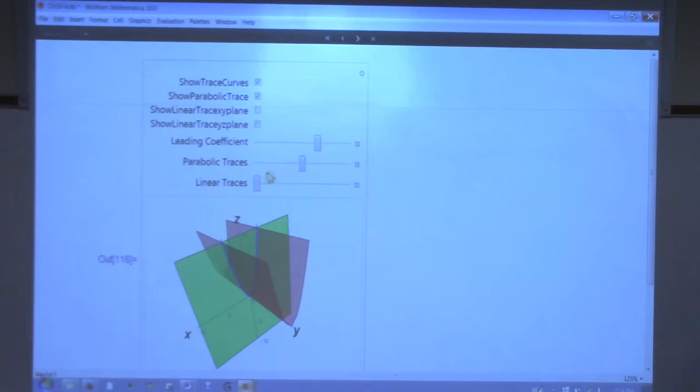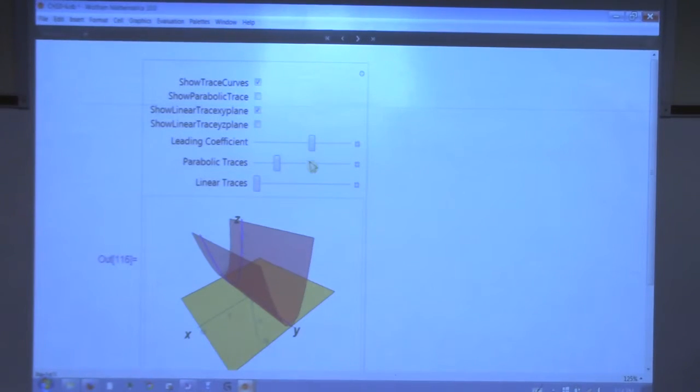So if you start to take slices through here, if I slice it this way, I get parabolas, don't I? But if I slice it that way, then I get lines. You see these lines? So it just depends on how you slice it.